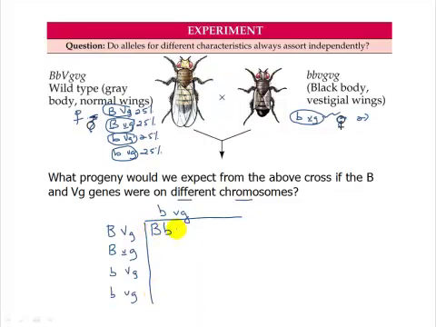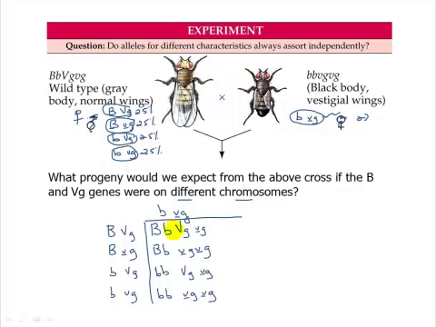These would be heterozygous at both genes, right? These would be heterozygous at the B gene, homozygous recessive at the VG gene. Whoops, forgot my little underscore. These would be homozygous recessive at the B gene, heterozygous at the VG gene, and these would be homozygous recessive at both. Okay, so those would be the genotypes that we would expect.